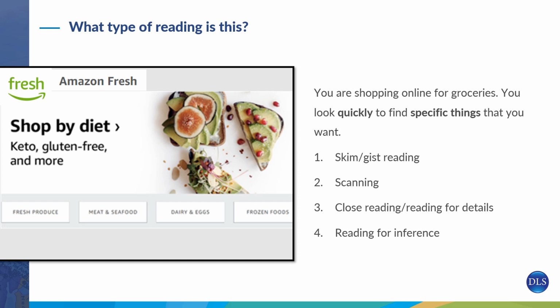Now, imagine that you're online shopping for groceries. You look through the website quickly to find the specific things that you want to buy. What type of reading is this? This is scanning. So this is another type of fast reading, and here you're not trying to understand the whole text or the whole website. You're just looking for specific items, specific things.